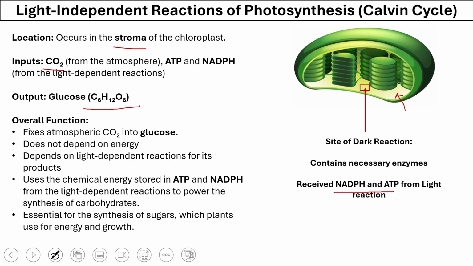So what is the overall summary of this reaction? In this reaction, the atmospheric carbon dioxide is fixed in the form of glucose. This step does not require the light energy, although it is dependent on light energy because it utilizes the products of light energy, which are NADPH and ATP. These two products are used to power the synthesis of carbohydrates. Thus, the dark phase of photosynthesis is actually the phase that produces sugar.